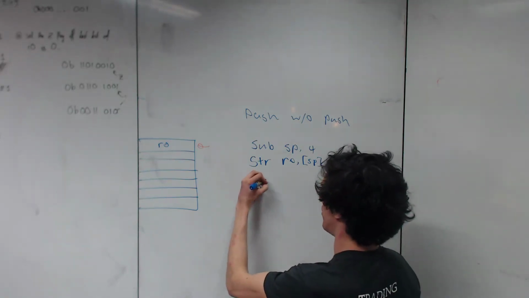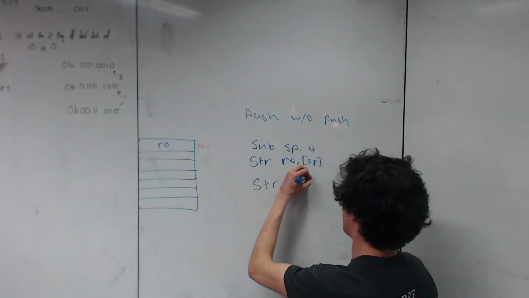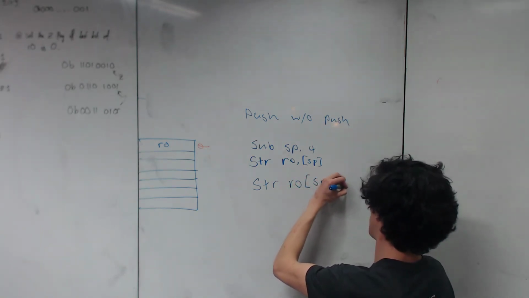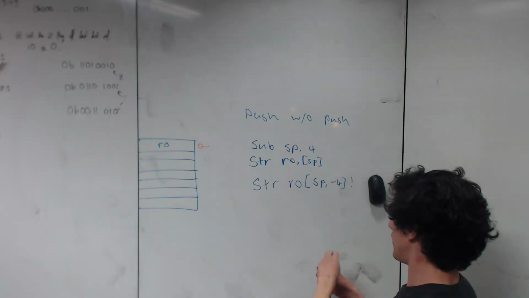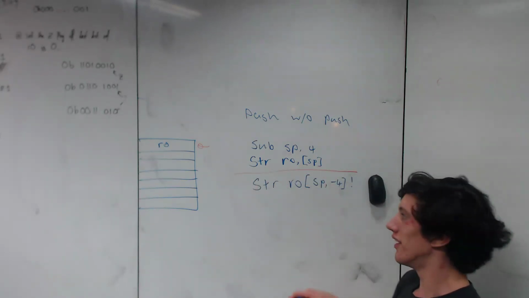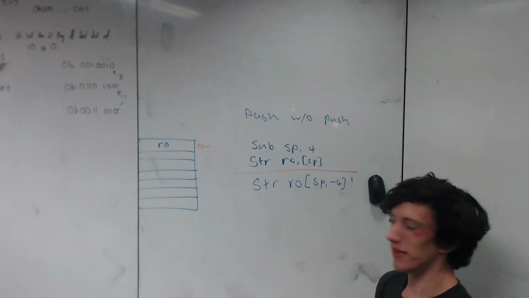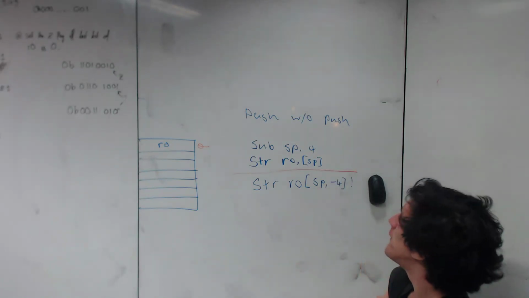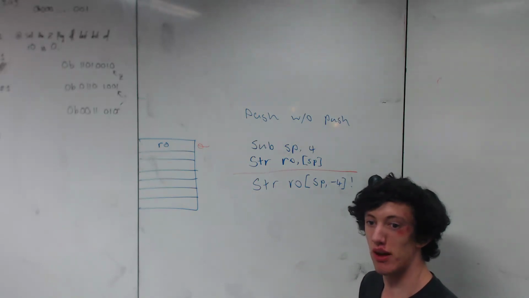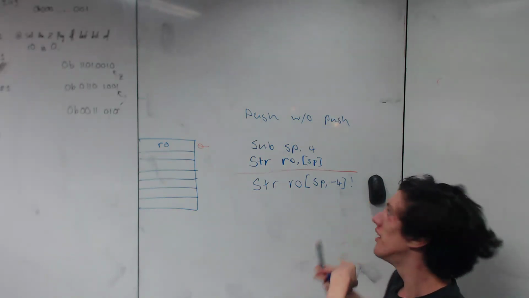But we can also just do STR R0, [SP, #-4]. So these two things are functionally equivalent. They both do the same thing. That's one instruction, that's two. Now say we want to push multiple registers, we can also do that.